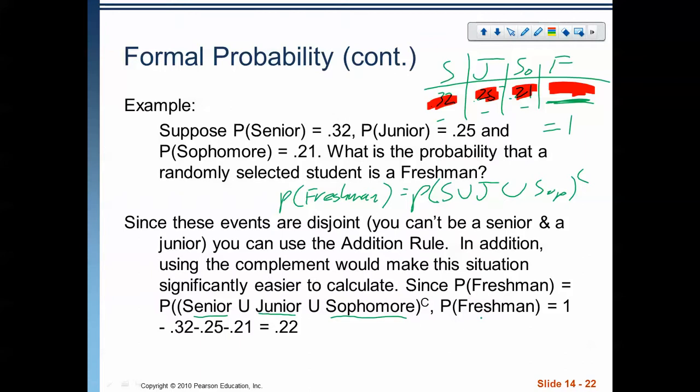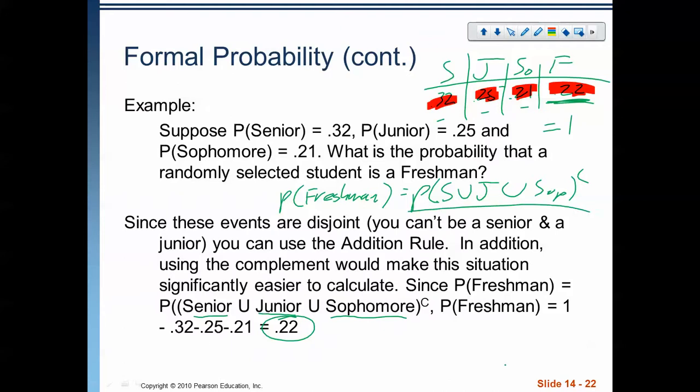So if I find P of senior or junior or sophomore and subtract that from 1, 1 minus 0.32 minus 0.25 minus 0.21, I get 0.22. That's what that has to be. Because P of freshman is the same thing as, and I wrote that there, I just wrote it here because it's easier to see, P of senior or junior or sophomore complement. So it's just 1 minus whatever that probability is.